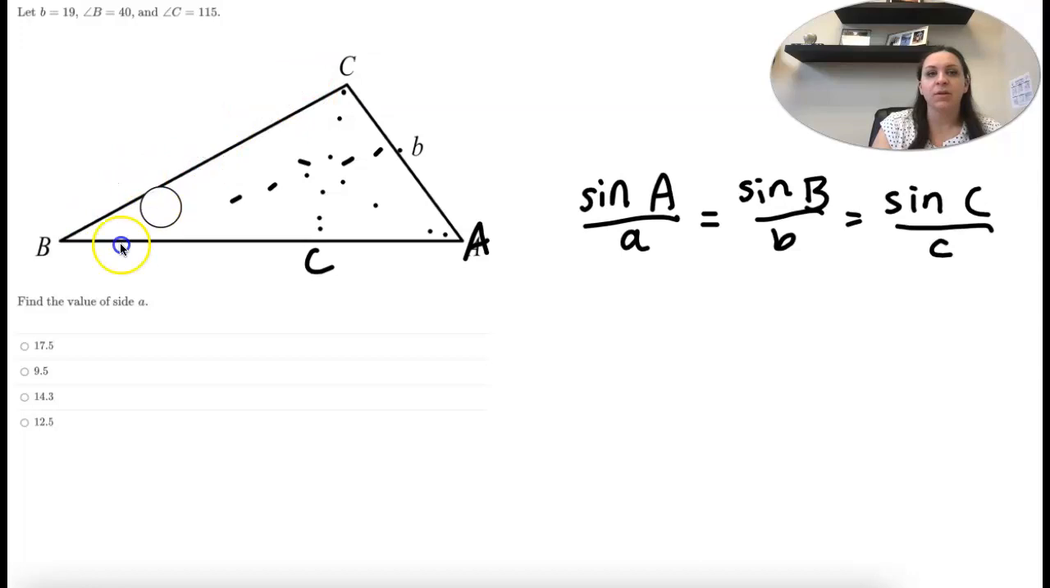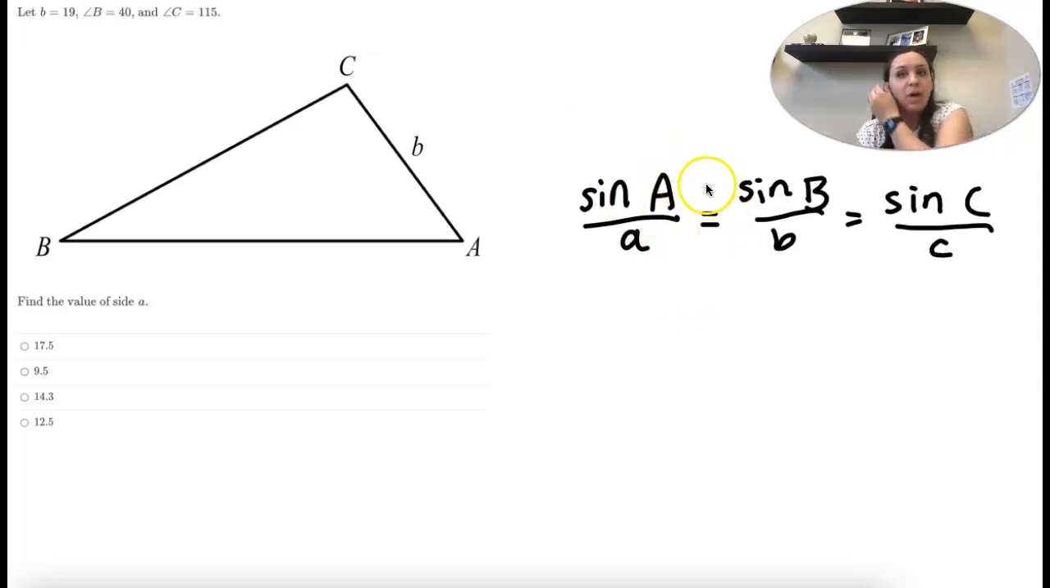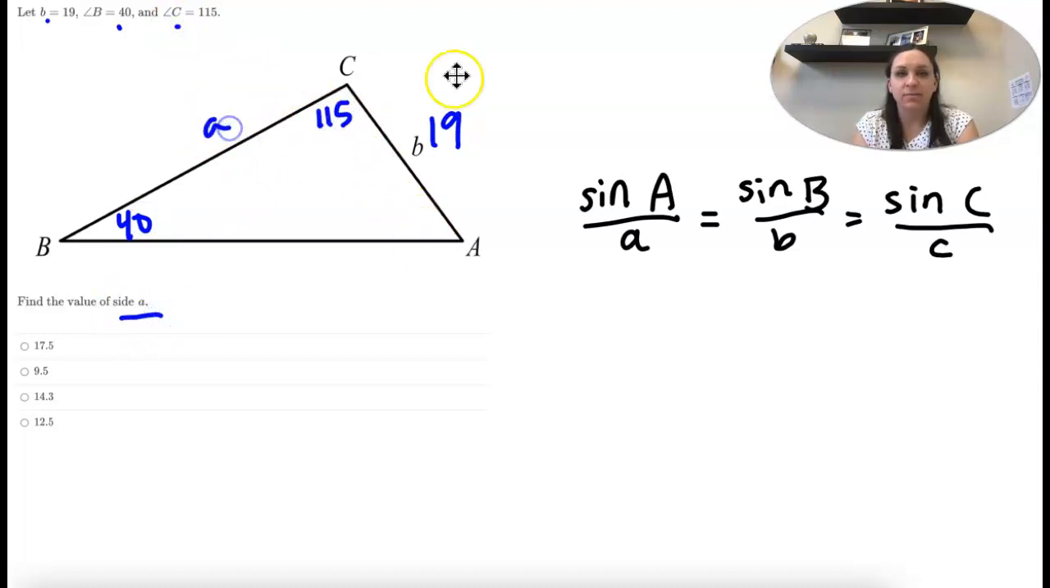Okay, so when we use law of sines, we can solve for an angle or we can solve for a side. But you have to use two of these, not three. We're never going to use all three, just two. So let's decide which one we need. Side B is 19, angle B is 40, angle C is 115, and we want side A.